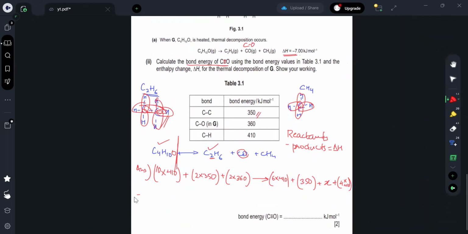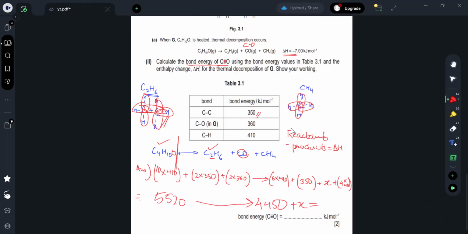Now let's calculate this. For the reactants, 10 times 410 plus 2 times 350 plus 2 times 360, we are going to get 5520 for the reactants. Until this part, let's calculate the products. 6 times 410 plus 350 plus 4 times 410. Here we are getting 4450, plus x. Do not forget the pluses.